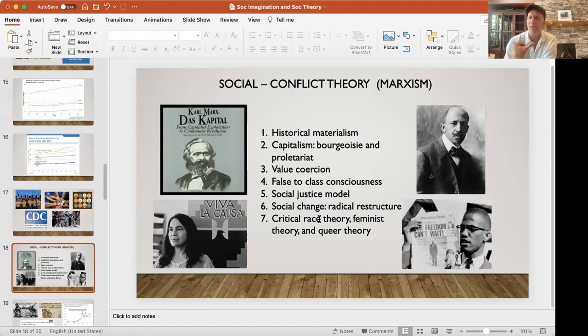So it's much more of a model of social justice: race, class, gender, sexual orientation. It's a model based on understanding power, privilege, and domination, and it's moving towards much more of a social justice perspective. Demanding or requiring or asking for or mobilizing for radical restructure of society itself. So not reforming within the institution, but radically restructuring it.